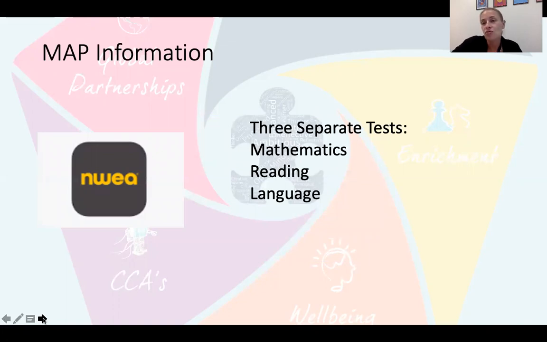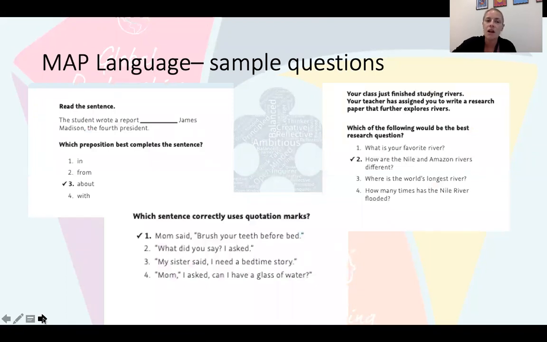So for the MAP test, we do 3 separate tests. There's a mathematics test, a reading test, and a language test, and they are done through an app on the students' school iPads. So for the language questions, there are some different examples here, where they might have to read a sentence and select from a list the best word to fit in that sentence. They may be asked about punctuation marks, for example here we have which sentence correctly uses the quotation marks, or it may ask them about something that they have read and get them to think about different genres. As we've stressed before, children don't need to learn and don't need to revise for these tests. It's just finding out what they know, where they have got to in their learning journey, so that we can support them for where they need to go next.